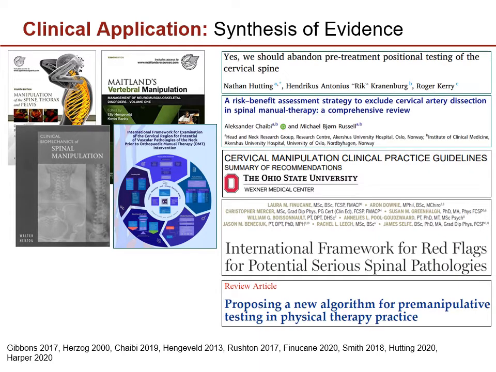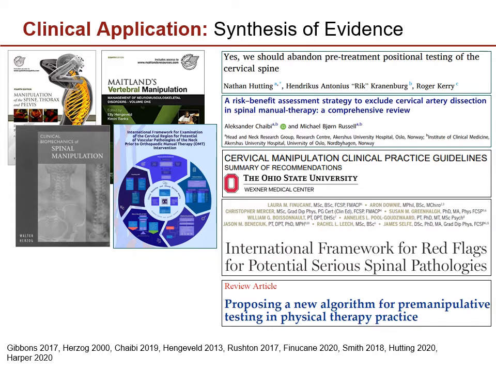As I alluded to, there's been a great deal of debate over the optimal workflow and algorithmic approach to risk stratifying patients and their appropriateness for manipulation and manual therapy over the last 3 decades. And so as a result, it really necessitates us synthesizing the evidence and pulling from multiple resources, multiple experts and research groups in order to really make an informed decision.